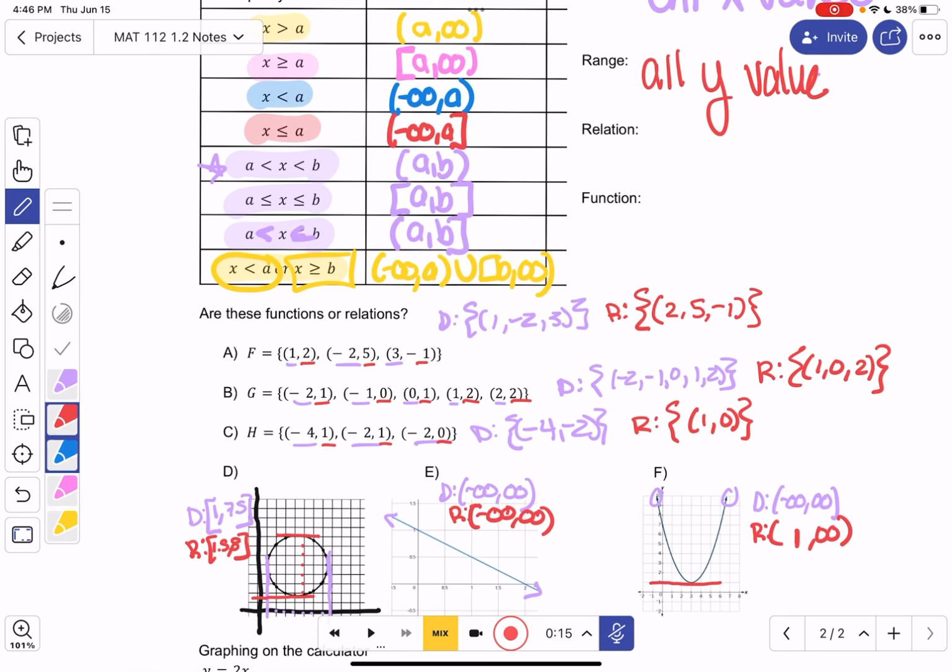Now we're going to talk about relations versus functions. A relation is any set of points.